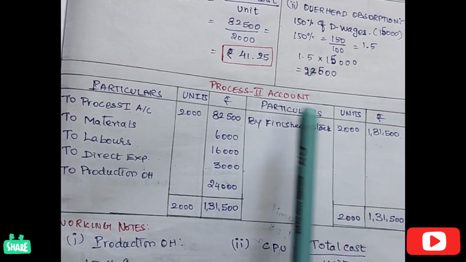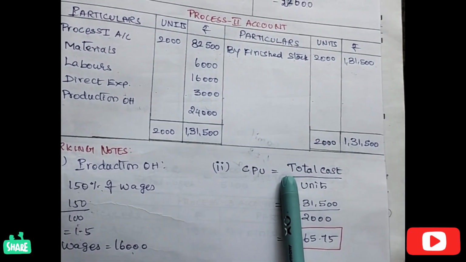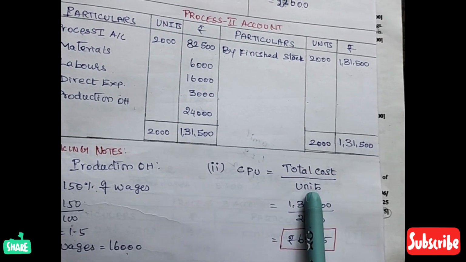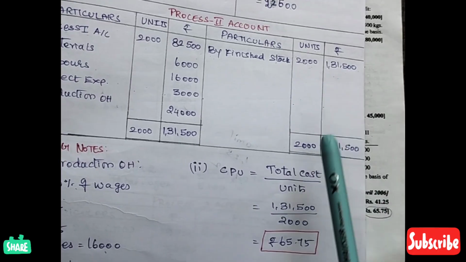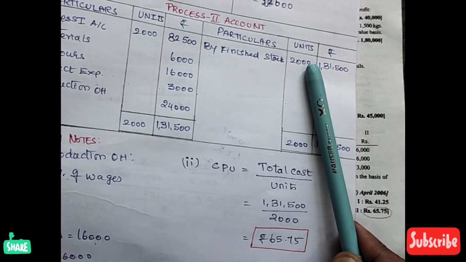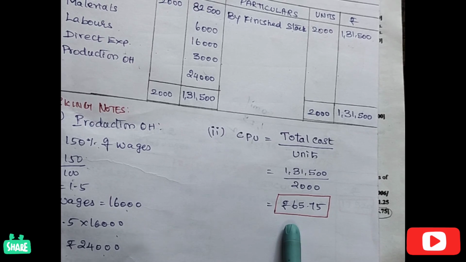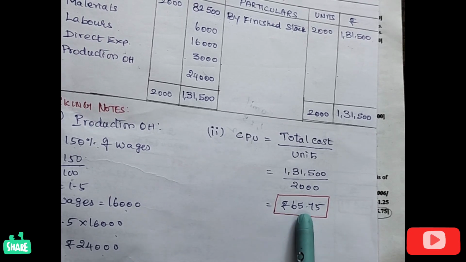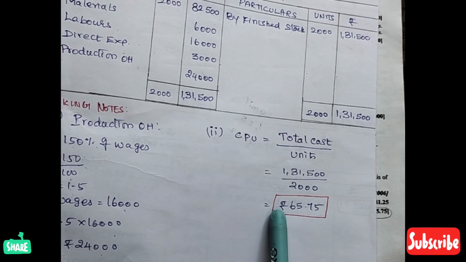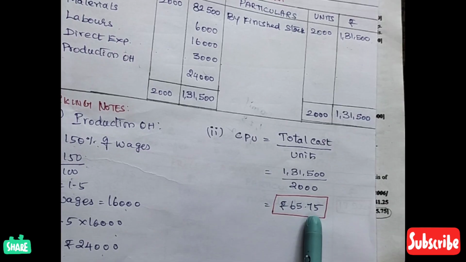Now we are going to find out the cost per unit for the process 2 account. Cost per unit means what? What is the formula? Total cost divided by units. Total cost 1,31,500 divided by output units, 2,000. After cancelling, what do you get? You get the cost per unit as 65 rupees 75 paisa.